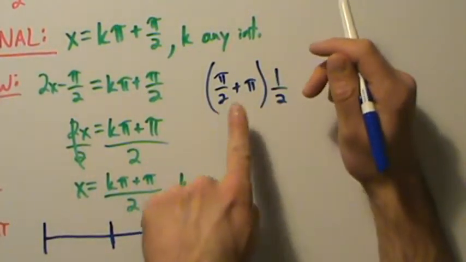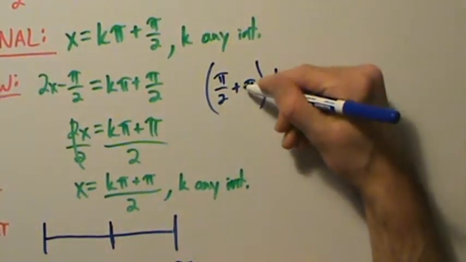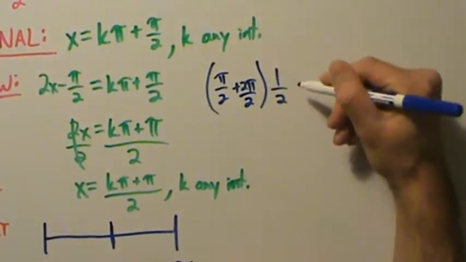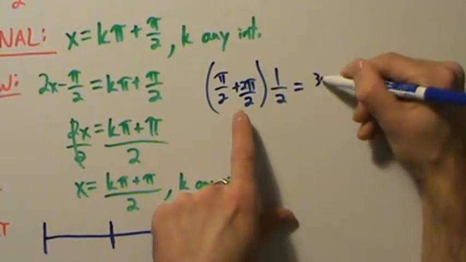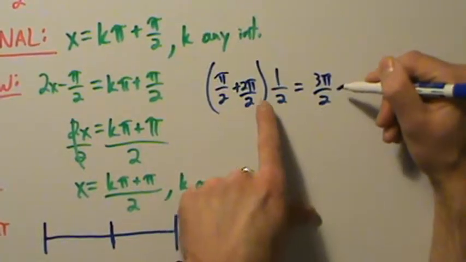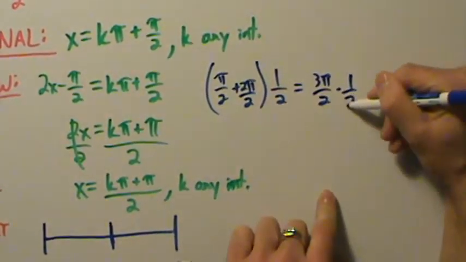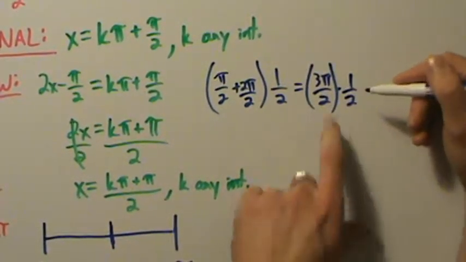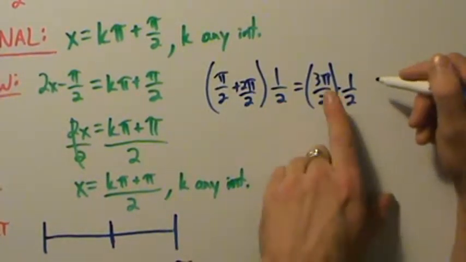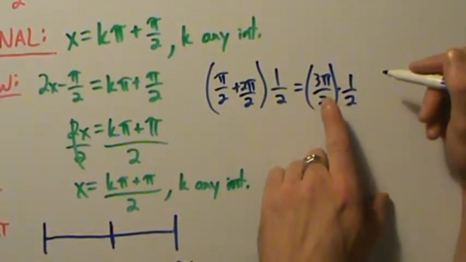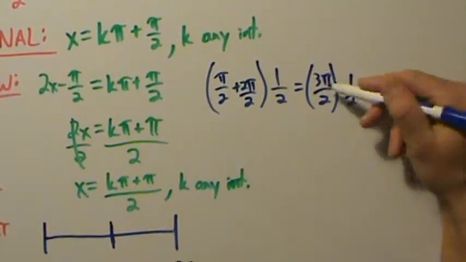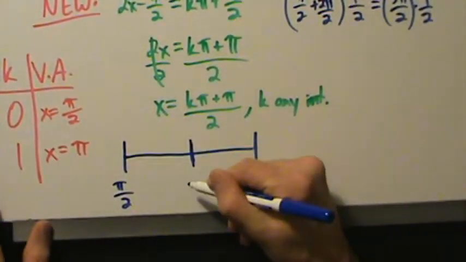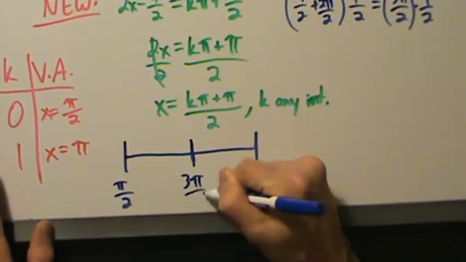Inside of the parentheses, let's get a common denominator. If you multiply the pi by 2 over 2, then we'll have a common denominator. So this is pi over 2 plus 2 pi over 2. That's 3 pi over 2. And then we're still multiplying by 1/2 here. So 3 pi over 2 times 1/2 is 3 pi over 4. So that's what this is right here, 3 pi over 4.